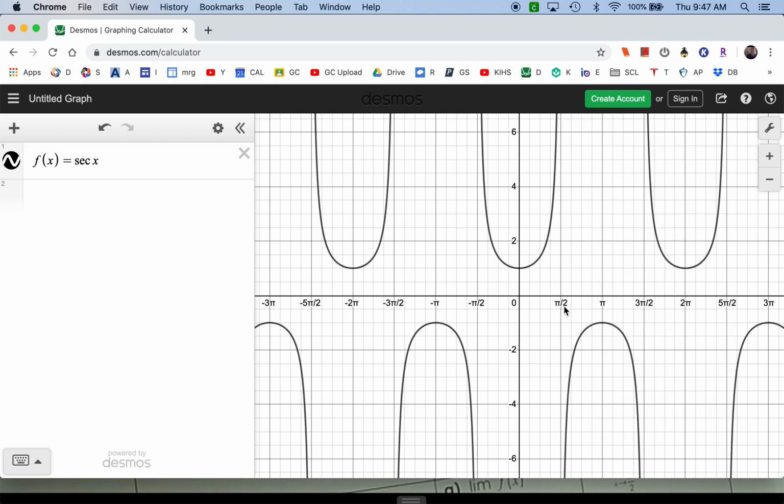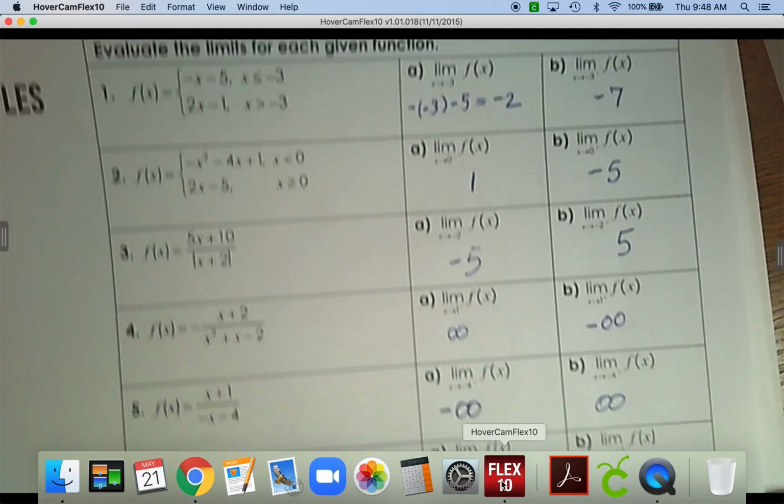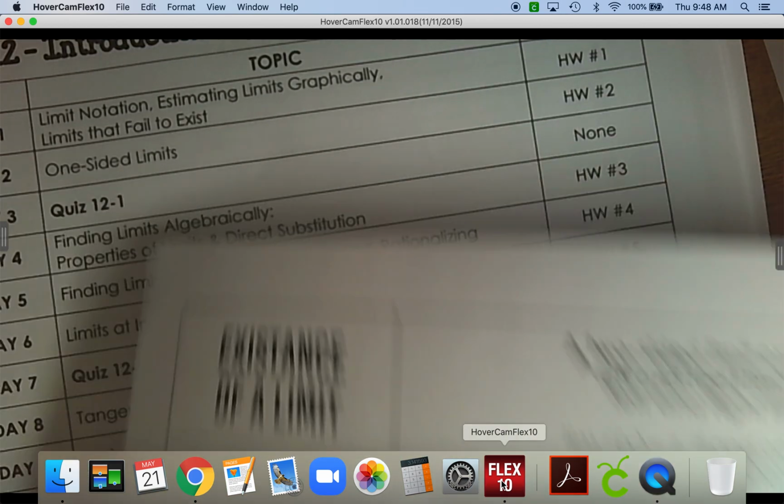So what's happening at pi over 2? From the left, it's going up at pi over 2. And then from the right, it's going down. So if I look at pi over 2, the left side is going up and the right side is going down. So here are the solutions I have for this so far in terms of understanding the right side compared to the left side. All right, turn the page.